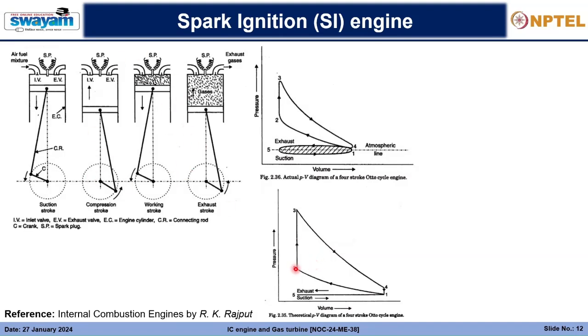So you will see that 2 to 3 is a constant volume process, right? That's why the spark ignition engine, which actually follows the Otto cycle, has a constant volume heat addition process. So that's about the spark ignition.